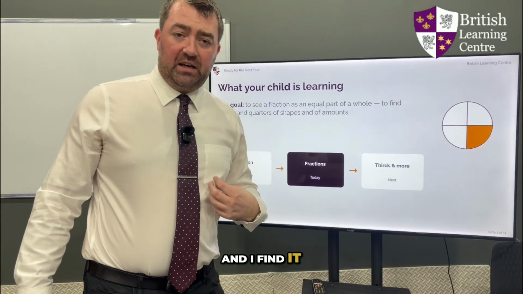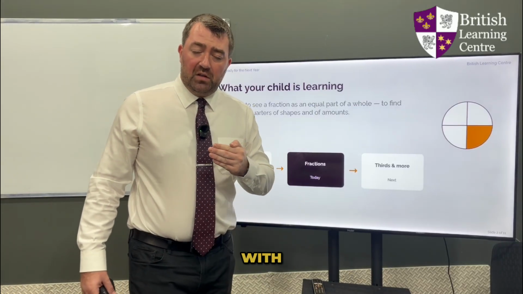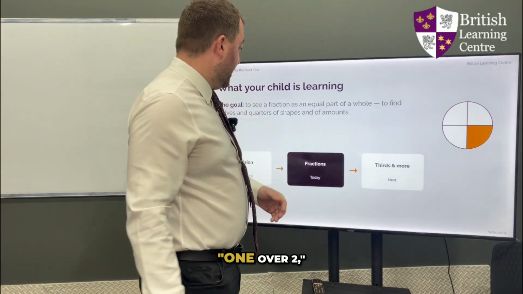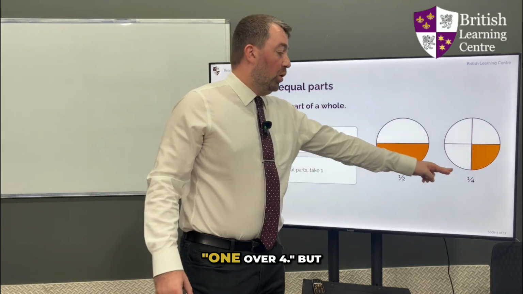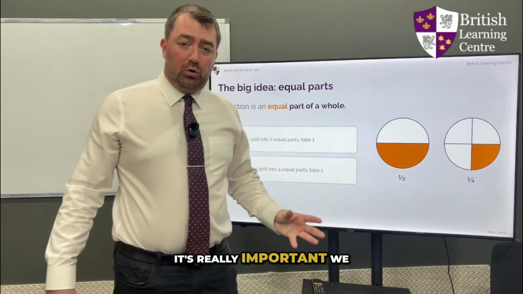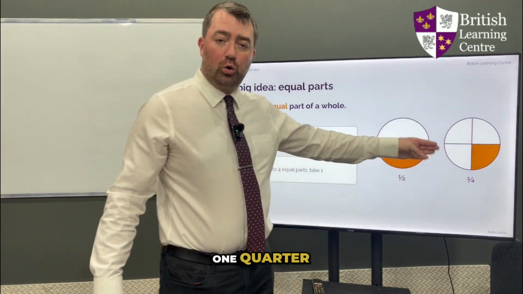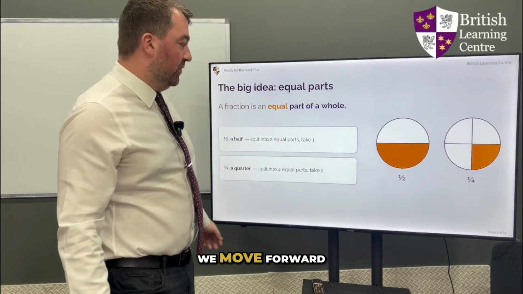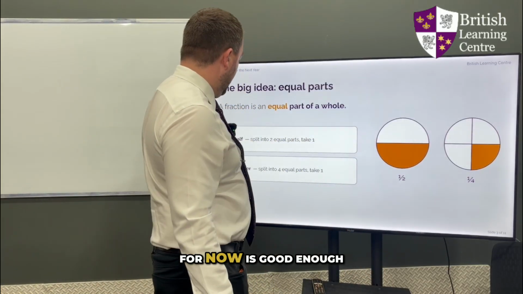And I find it a lot at my school, particularly with children who have English as an additional language. They will say things like 1 over 2 or 1 over 4. But it's really important we use the proper English of 1 quarter, 1 half, 1/3, 1/5, 1/6 as we move forward. But half and quarter for now is good enough.